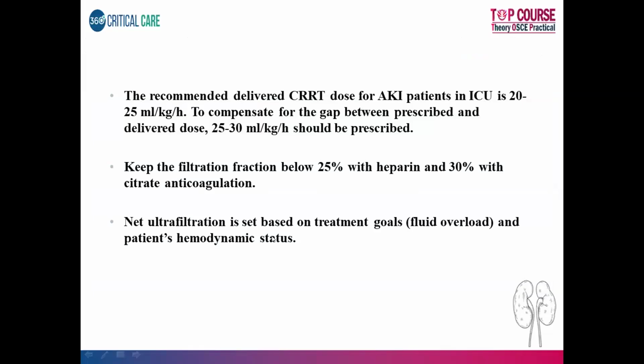The recommended delivered CRRT dose for AKI patient is 20 to 25 ml per kg per hour. To compensate for the gap between the prescribed and the delivered dose, an addition of 5 ml per kg per hour should be prescribed, right? Now keep the filtration fraction, as I told, below 25% with heparin and 30% with citrate anticoagulation. And net ultrafiltration is to be set based on the treatment goals, whether the patient is fluid overloaded, the hemodynamic status, everything has to be seen.